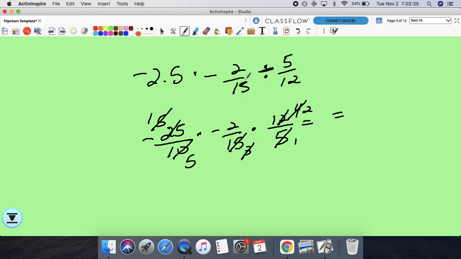So negative times a negative times a positive is going to give me a positive. And on top I have 2 times 2, which is 4, and at the bottom I just have 5. That's my answer. Again, manipulation is what I want you to practice.